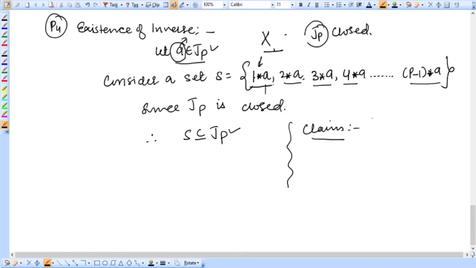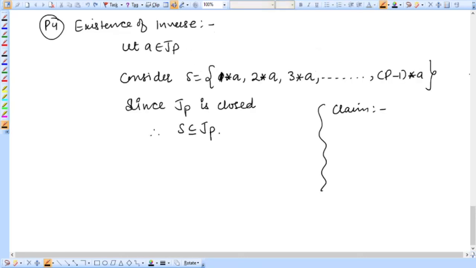So my claim is, if I take any two elements of this set, then they are not equal. My claim is all the elements are distinct. This is my claim, and I'm going to prove it. For that, I'm going to take the opposite statement. Suppose that any two of these elements are equal.